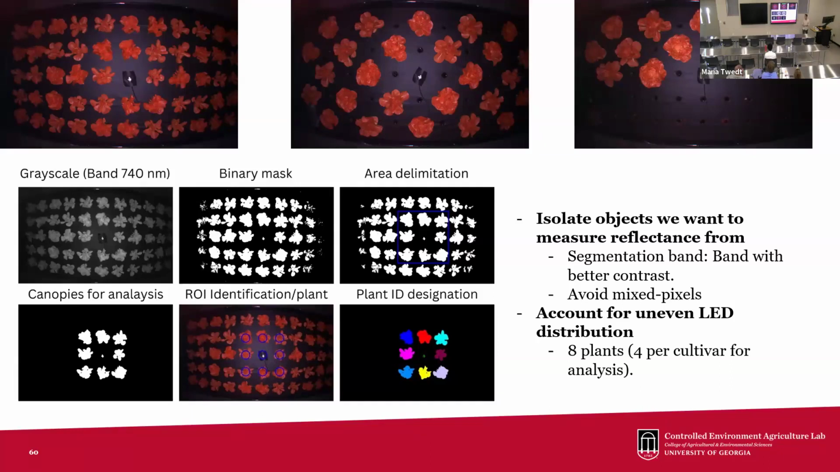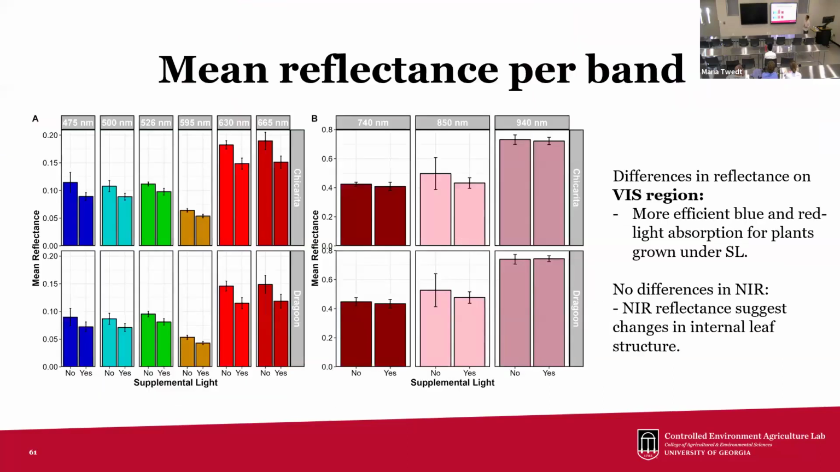We had 4 per each cultivar, but at least we made sure that all those plants had an even LED light distribution. The images were captured at night, where no influence from other light sources was evident. So the only reflection that the sensor was measuring was the LED being reflected from the plant canopy.